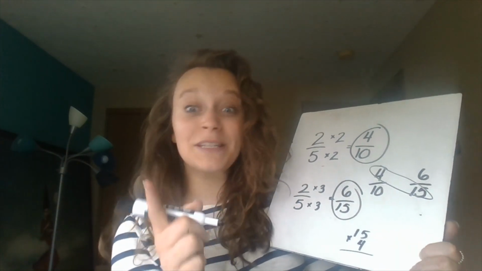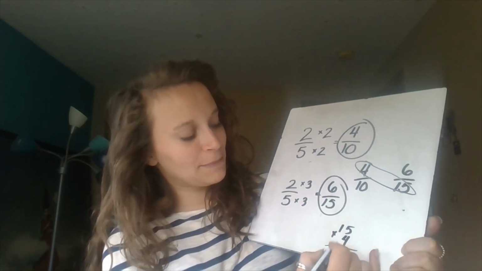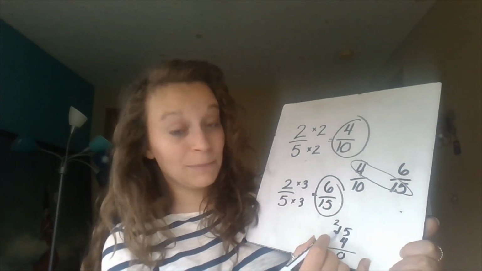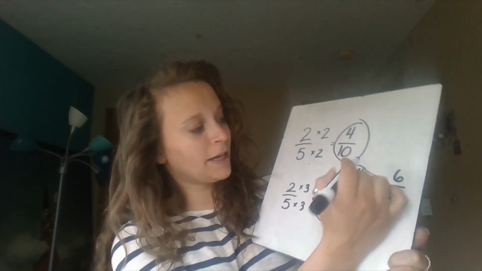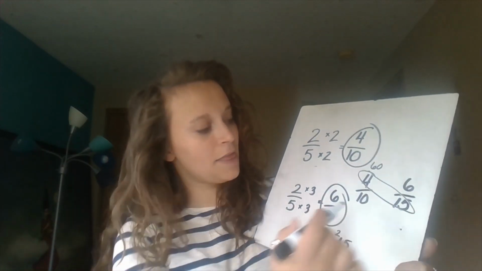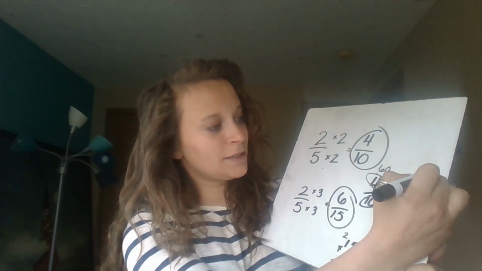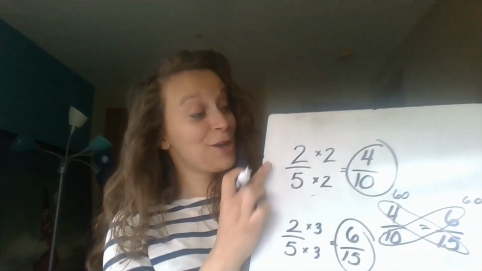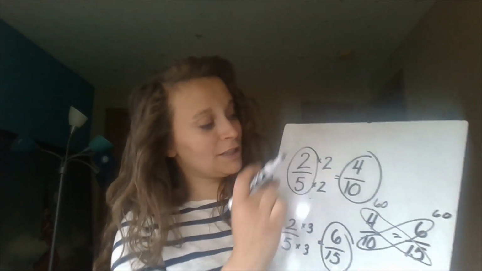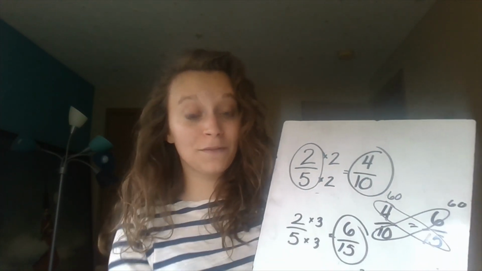Remember, I always tell you guys it's so much faster. 4 times 5 is 20. 4 times 1 is 4, plus 2 is 6. So I get an answer of 60. And then 6 times 10 is 60. Because they are the same, 2/5 is equivalent to 4/10, which is equivalent to 6/15.